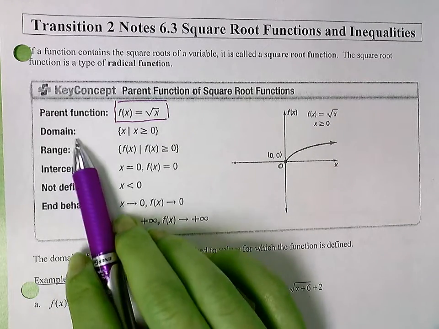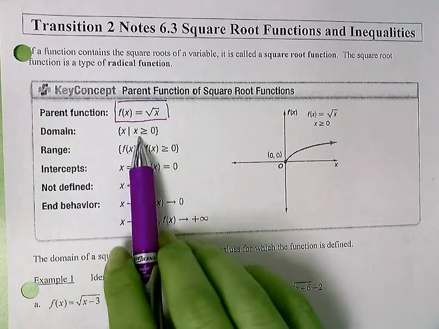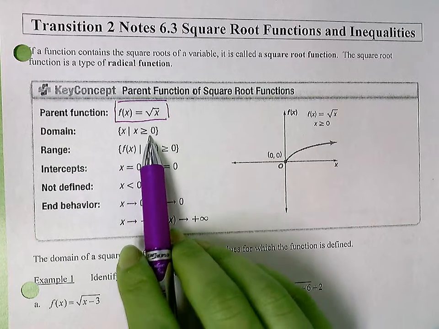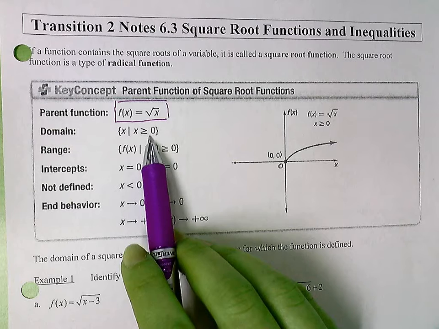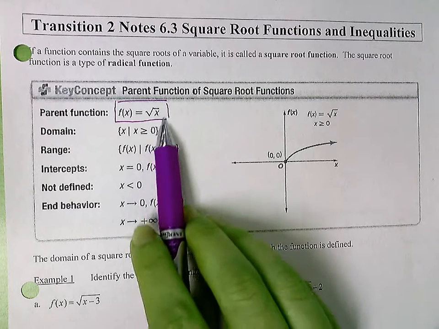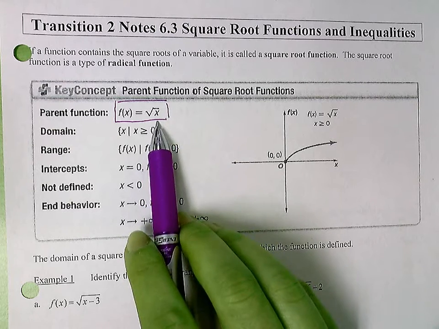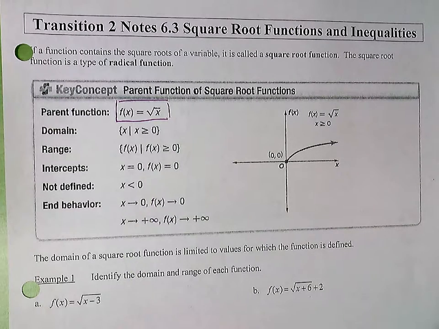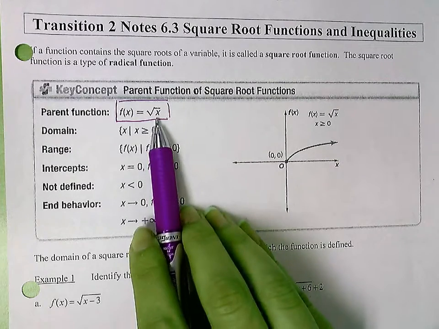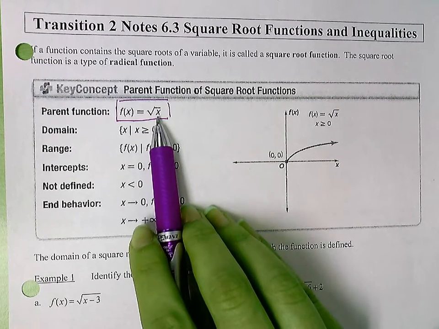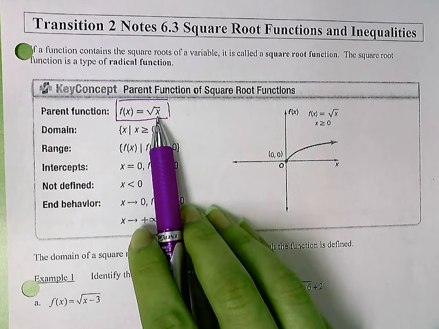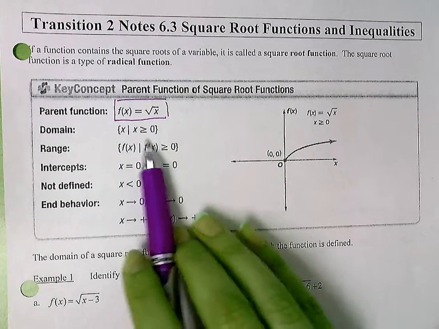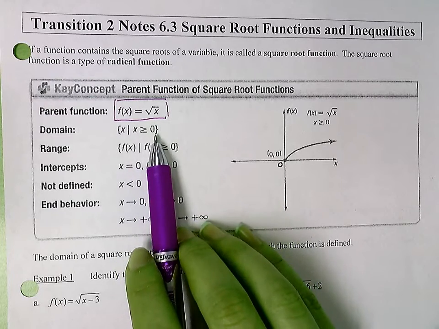So the domain of this parent function is x greater than or equal to 0. Okay? So x has to be greater than or equal to 0 in this case. These functions are where we get those domain restrictions, because if I plug in a negative value for x, you'll get an imaginary number and you can't graph that. So that's why your domain has to always be greater than or equal to 0.